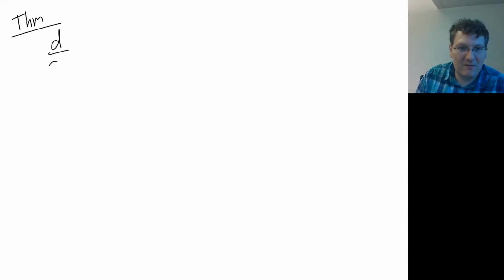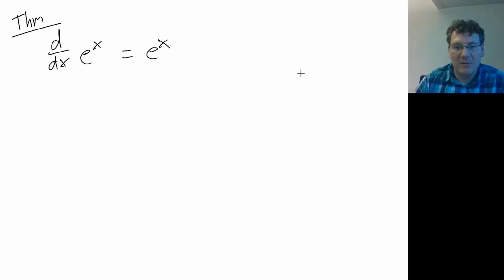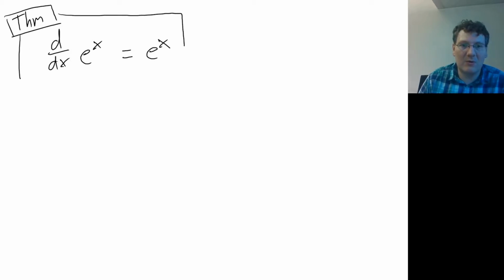Okay, so as a special case then, of course, we have the derivative of e to the x is just going to be e to the x, because the natural log of e is 1. All right, so here's a special one. So now we're going to use this all over the place.